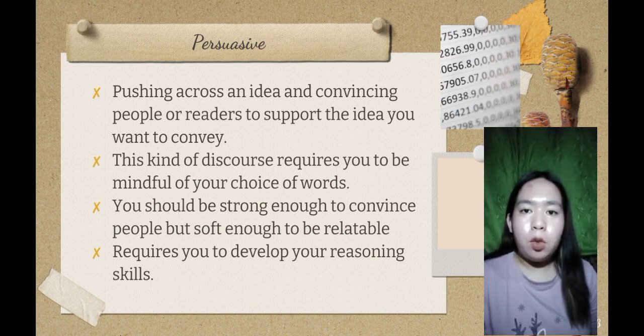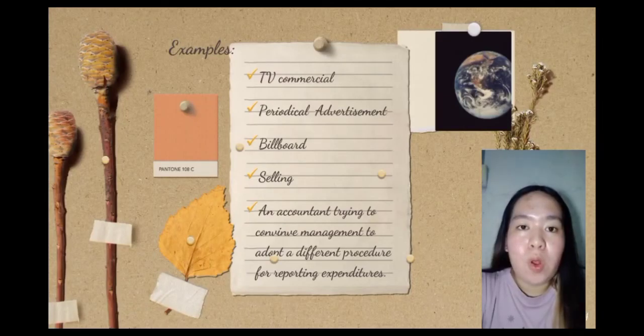You need to persuade them to believe you or support what you are saying. You need to choose your words carefully to properly execute your plan. You need to be good at convincing but relatable too. You need to practice your reasoning if you are using this kind of communication. Examples: TV commercial, periodical, advertisement, billboard, selling, an accountant trying to convince management to adopt a different procedure for reporting expenditure.